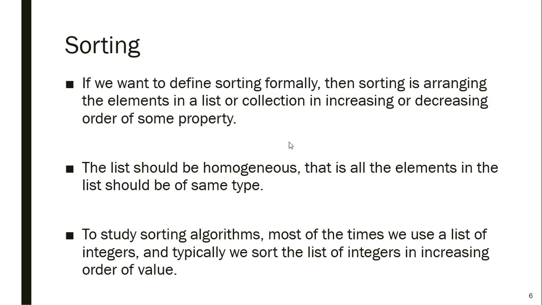The list should be homogeneous. It means that all the elements in the list should be of the same type. It doesn't mean that an element cannot contain more than one property. It can, but all of these memory chunks, or blocks, their structure should be the same. Their structure should be homogeneous. To study sorting algorithms, most of the time we use a list of integers, as you have done earlier, and typically we sort the list in increasing order of value.